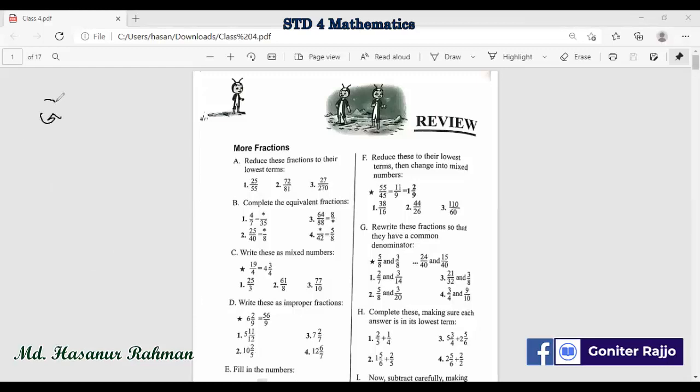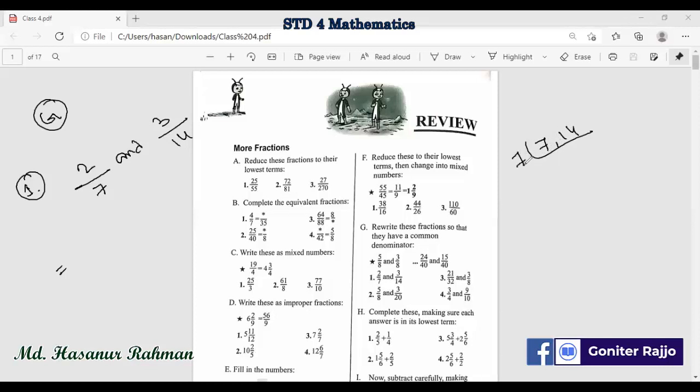Now number G. Number G says rewrite these fractions so that they have a common denominator: 2 by 7 and 3 by 14. We have to find out the common denominator. So how can we find out the common denominator? For 7 and 14, we have to find out the LCM, or least common multiple, of 7 and 14.